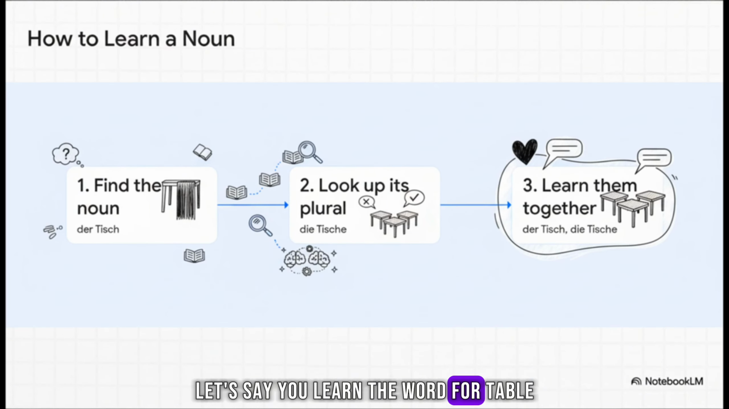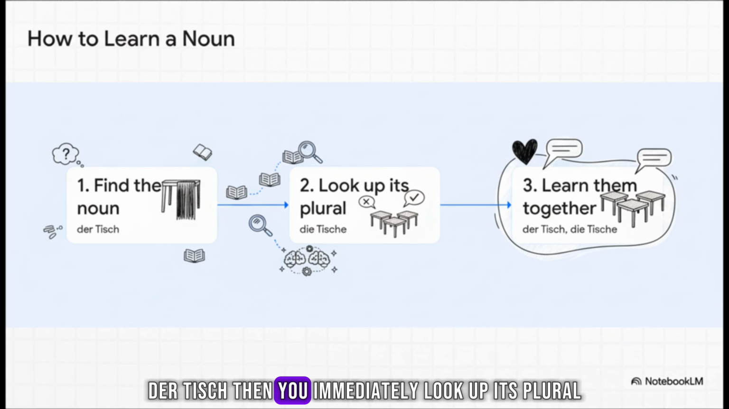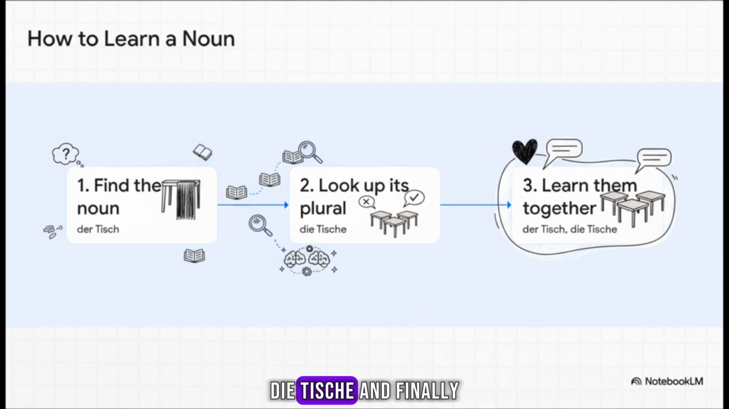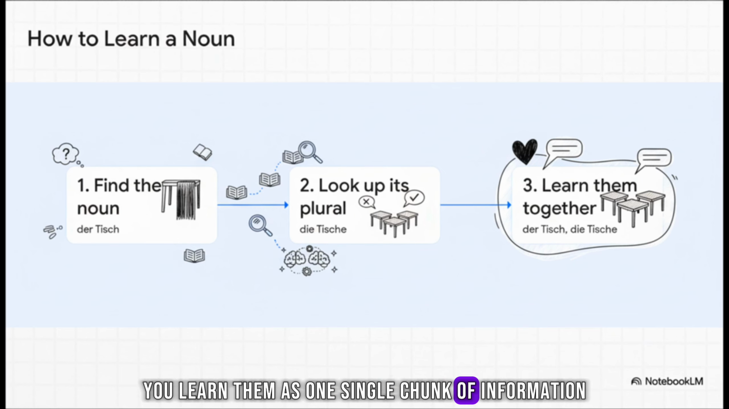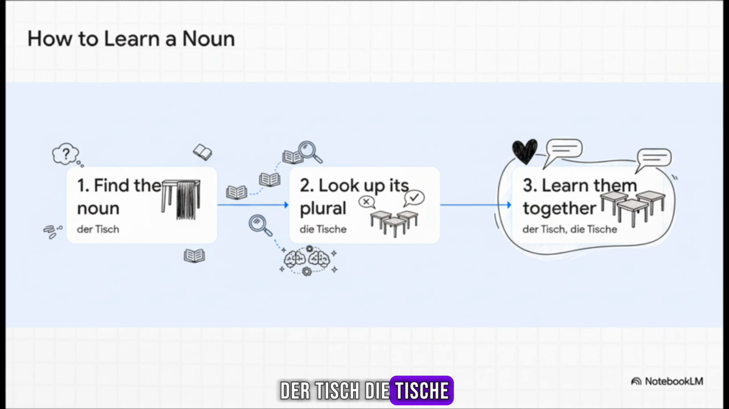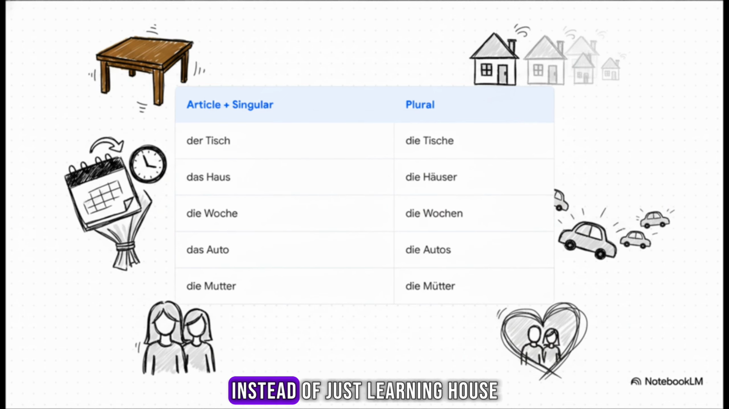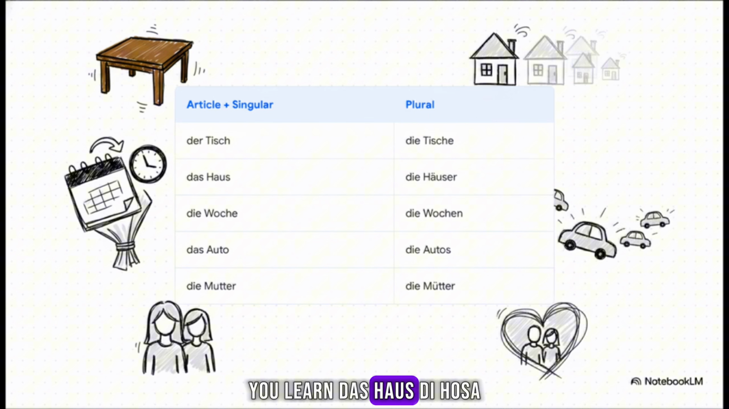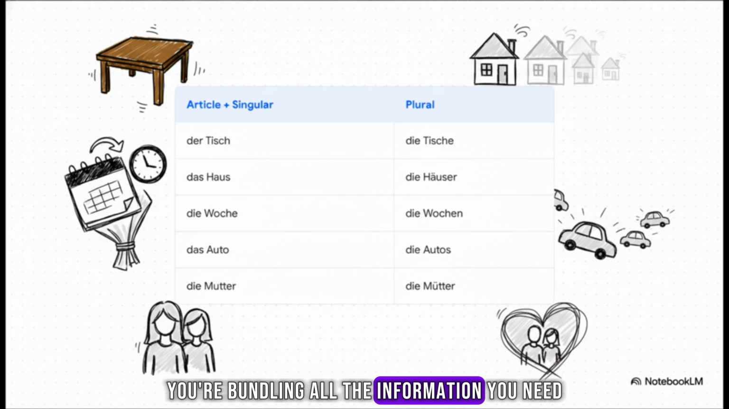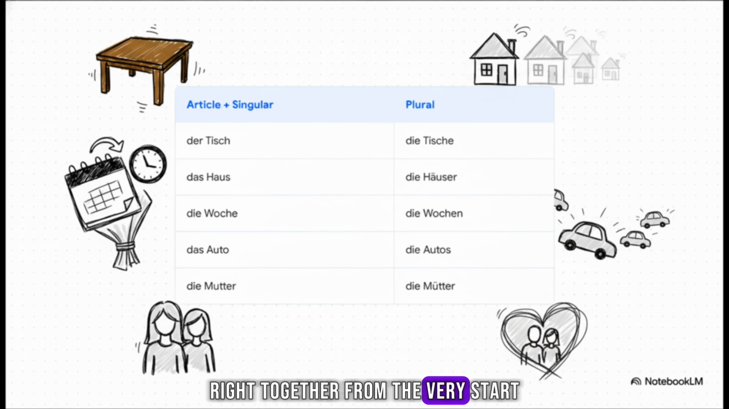So here's how that works. Let's say you learn the word for table. First, you find the full singular noun, der Tisch. Then, you immediately look up its plural, die Tische. And finally, you learn them as one single chunk of information, der Tisch, die Tische. It's not just one word anymore, it's a phrase. So from now on, instead of just learning Tisch, you're going to learn der Tisch, die Tische. Instead of just learning Haus, you learn das Haus, die Häuser. Not just Woche, but die Woche, die Wochen. See how that works? You're bundling all the information you need right together from the very start.